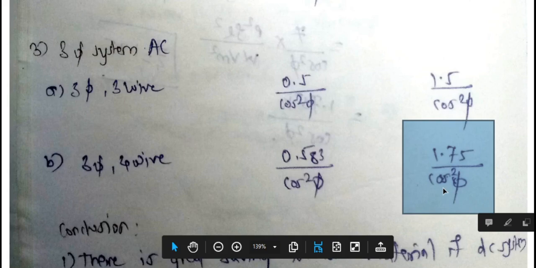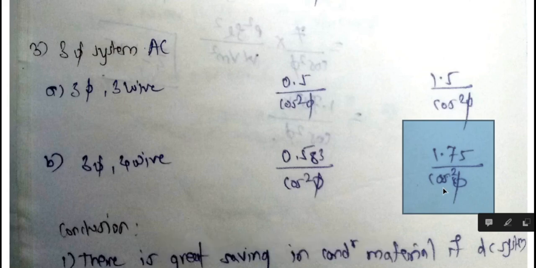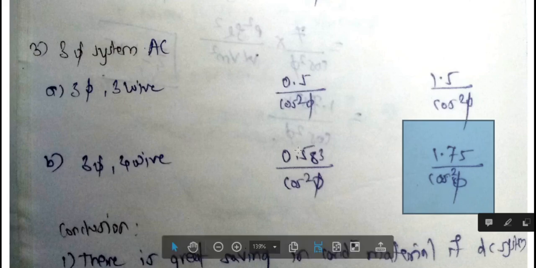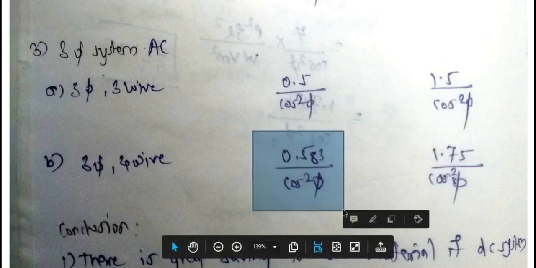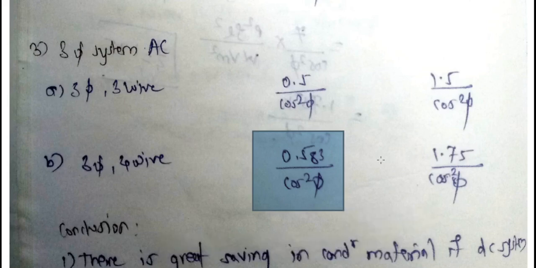Here, the comparison also says that whenever we are interested to use the three phase 4 wire system for distribution purpose, then we have to follow the overhead transmission only, because it saves the volume of conductor material required. So this conclusion I made here.